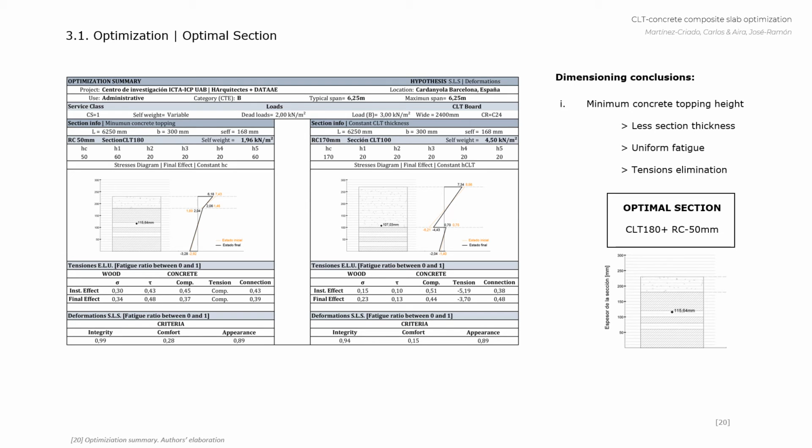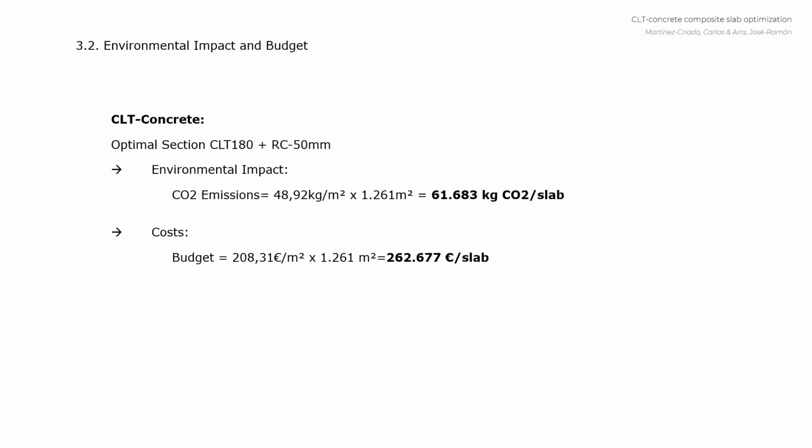We can therefore conclude that for this case study, the optimum section is composed of 180 mm CLT and a 50 mm concrete topping. Using the tables that we have just shown, we can determine that the composite section slab for this case study emits almost 62 tons of CO2, and considering a price of 208 euros per square meter, the cost per slab reaches almost 273,000 euros.